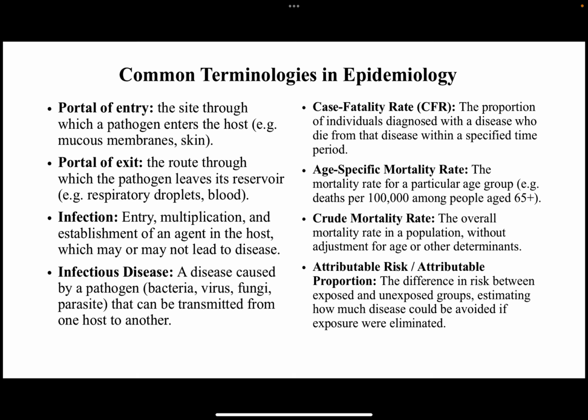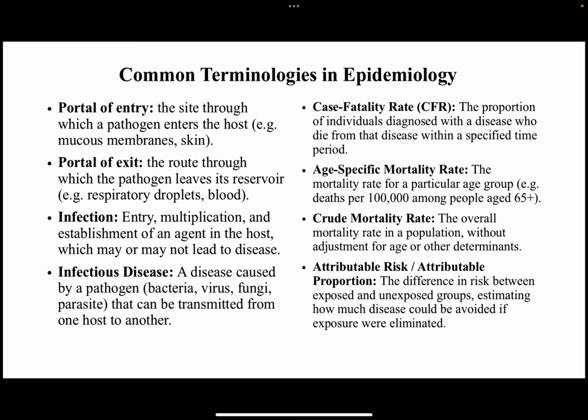Okay, then we have infectious disease. When we say infectious disease, it is a disease caused by a pathogen that can spread from one person to another. You know, we have infectious disease, or what we call communicable disease, and we have non-communicable disease or non-infectious disease. So infectious disease is a disease caused by a pathogen that can spread from one person to another. Example can be tuberculosis. We can even have chickenpox. Okay, these are what we call infectious disease.